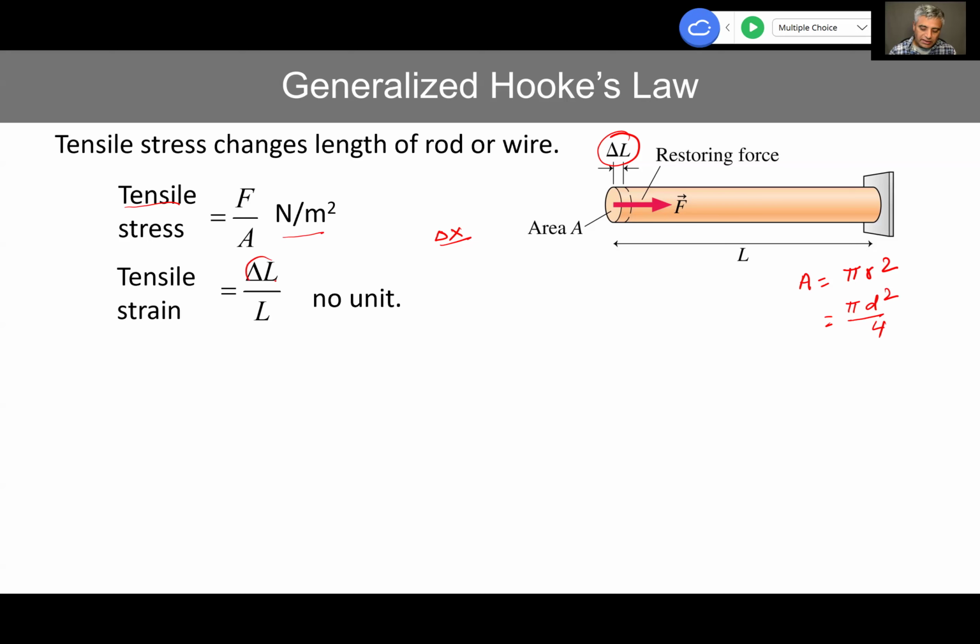And since this is a ratio of two quantities, for example, change in length is also going to have unit meter, and original length is also going to have unit meter. So the unit cancels, giving us a unitless quantity.